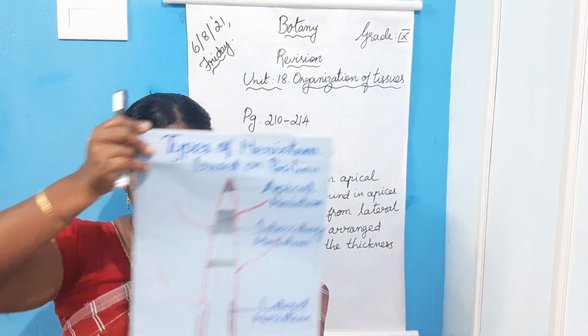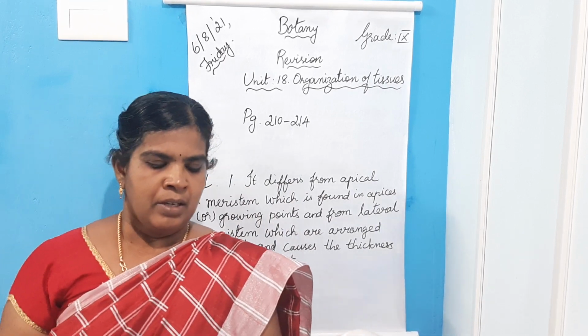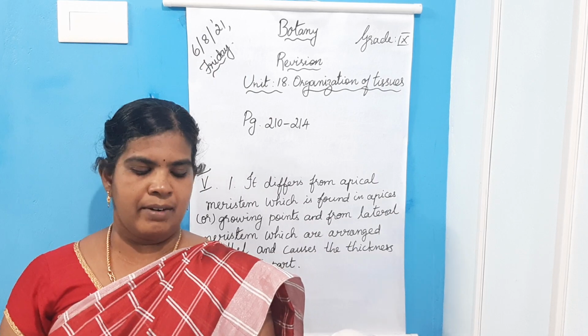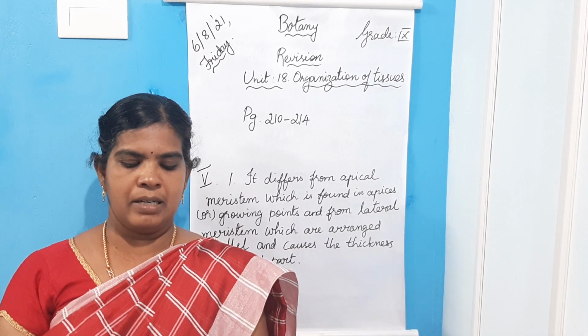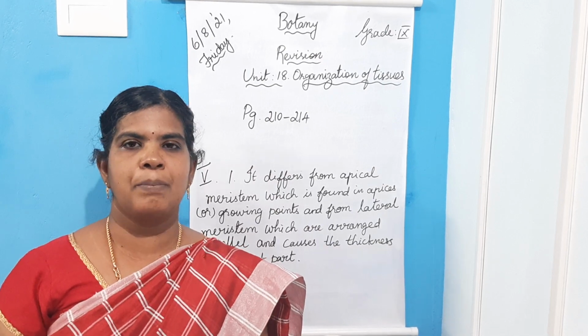Okay, children. Now, the next question, functions of meristem. Meristems are actively dividing tissues of the plant. They are responsible for primary and secondary growth of the plant.